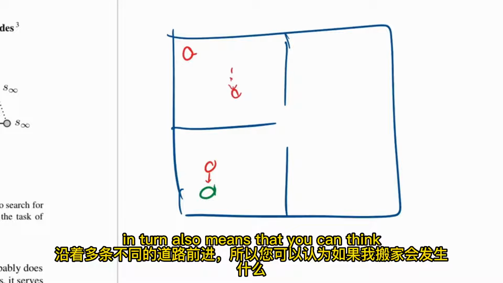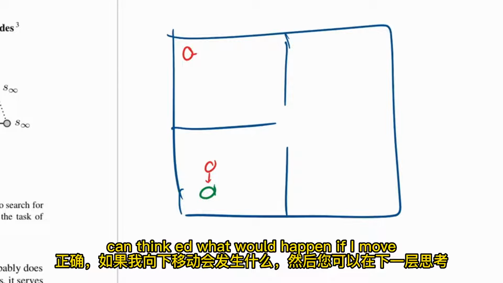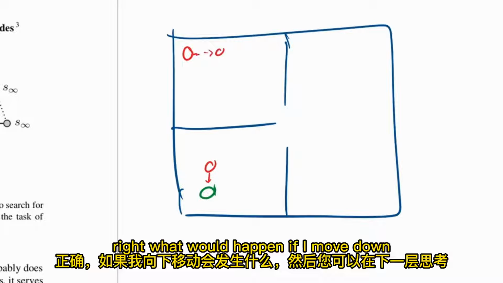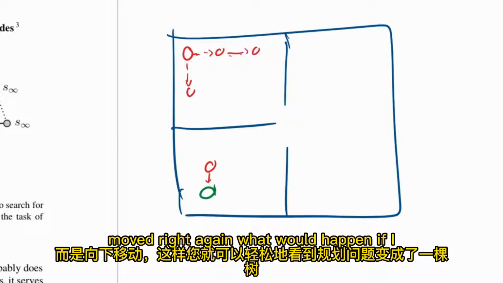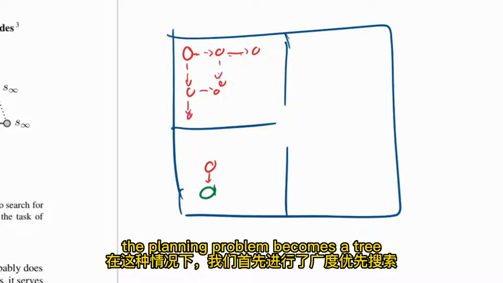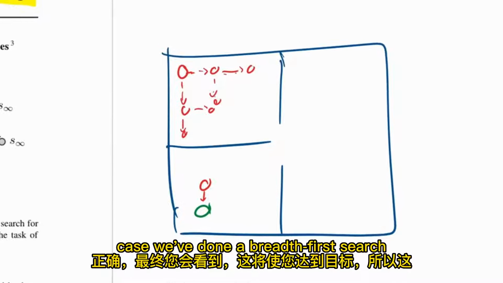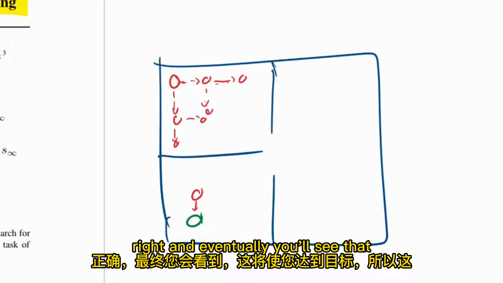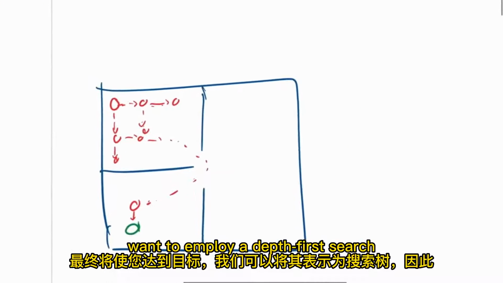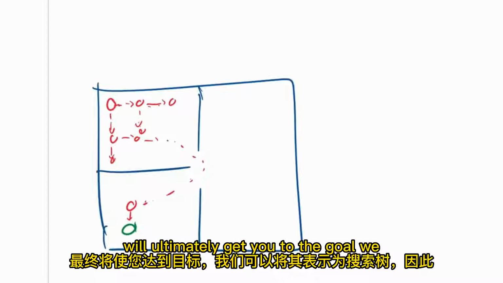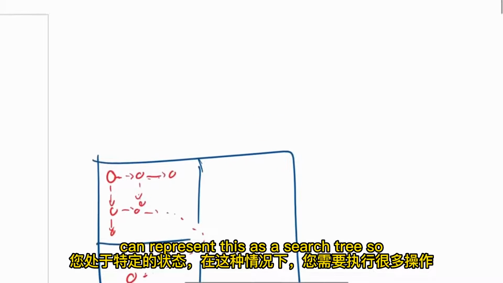And that in turn also means that you can think ahead multiple different paths. So you can think ahead what would happen if I move right, what would happen if I move down. And then you can think in the next layer, if I move right, what would happen if I moved right again? What would happen if I moved down instead? So you can easily see the planning problem becomes a tree search problem. In this case, we've done a breadth first search. And eventually you'll see that this will get you to the goal. So this breadth first search, or maybe you want to employ depth first search, will ultimately get you to the goal.